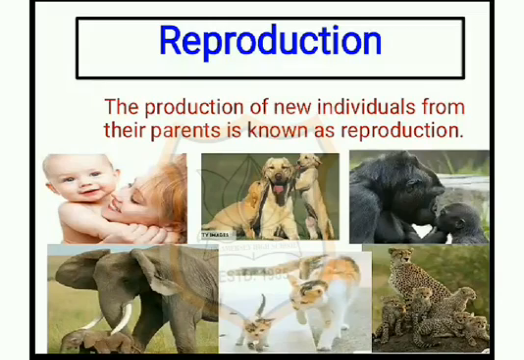Students, you have already learned in class 6 that to produce its kind is a characteristic of all living organisms. The production of new individuals from their parents is known as reproduction. But how do plants reproduce? There are different modes of reproduction in plants, which we shall learn in this chapter.